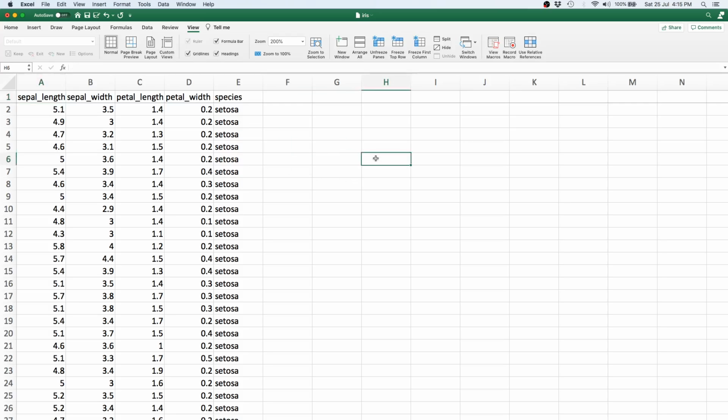Now, one of the most important univariate statistics that we have is the mean or the average. So let's try and calculate the average of the sepal length column. In order to do that, first I'm going to need the sum of all the values in this column. Now, in order to do that, we are going to use an Excel formula. There is a special way to use an Excel formula.